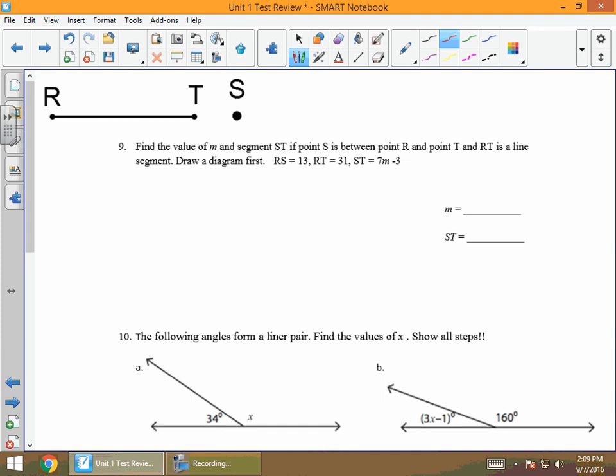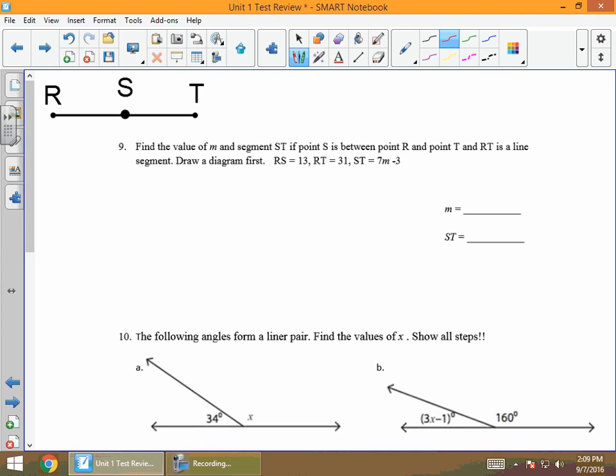If point S is between point R and T, and RT is a line segment, draw a diagram first. You'll notice here is my diagram. I have RT, and S is somewhere in between. I don't know where it is. Put it wherever you want. There's S in between R and T.